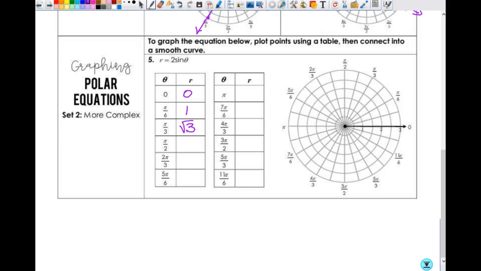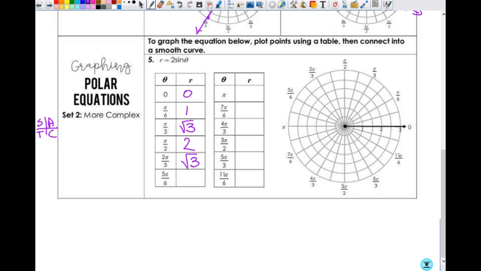The sine of pi halves is 1, times 2, which is 2. Next, 2 pi thirds. What's the sine of 2 pi thirds? Is sine negative in the second quadrant? No. All students take calculus, right? So pi thirds is square root of 3 over 2. It's positive in this quadrant, so it's square root of 3 over 2 times 2, which gives square root of 3.